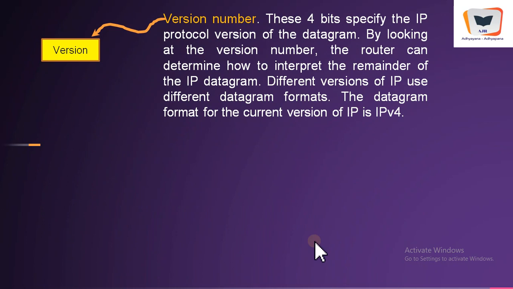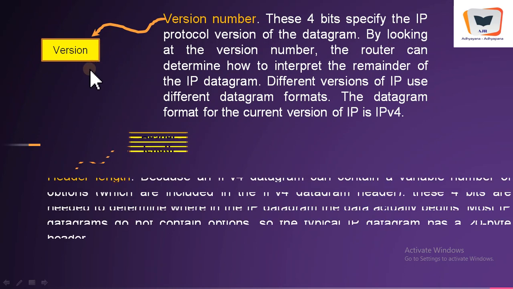The version field carries the version number, which specifies the IP protocol version of the datagram. By looking at the version number, the router can determine how to interpret the remainder of the IP datagram, how to understand the remaining fields. Different versions of IP use different datagram formats. The datagram format for the current version of IP is IPv4, and it is a 4-bit field.